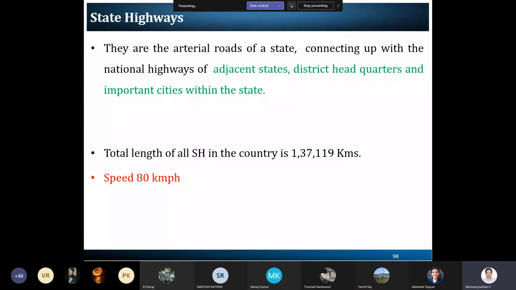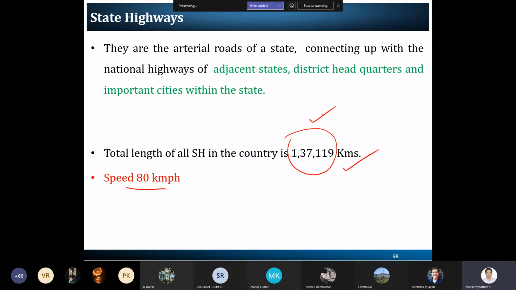Under the state highway, major state to state, district to district, and different cities can be connected. And the total length of the state highway in the country is 1,37,119 kilometers, and the speed can be calculated as 80 kilometers per hour. All these statistics are from last year's statistics, and there is a high chance that this length will increase. I advise the students to explore in your free time.